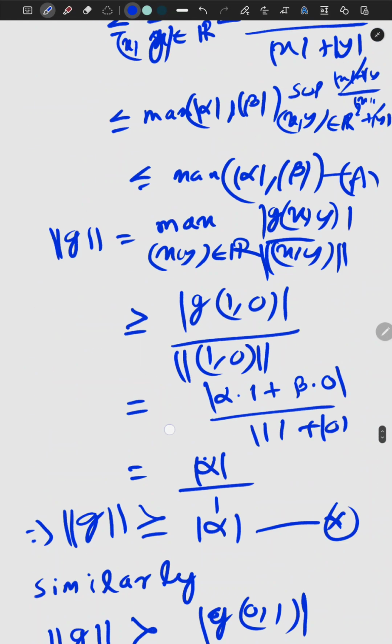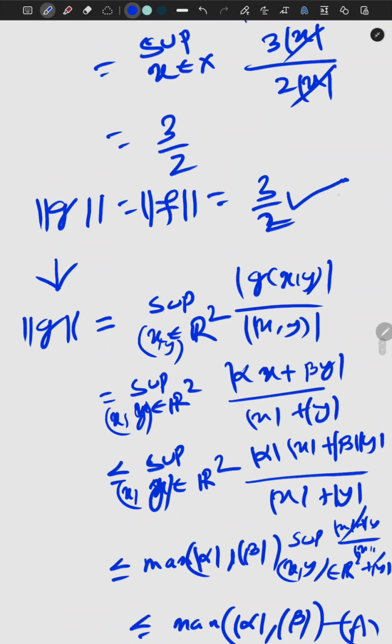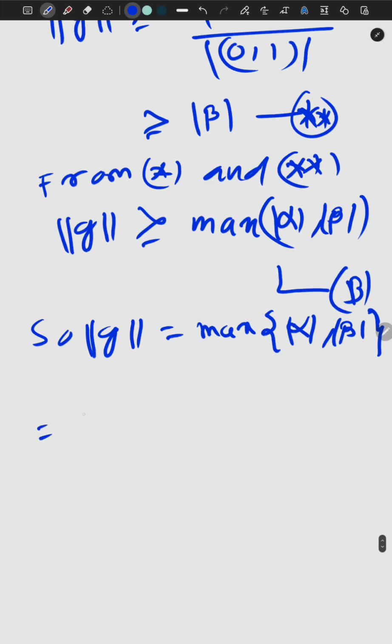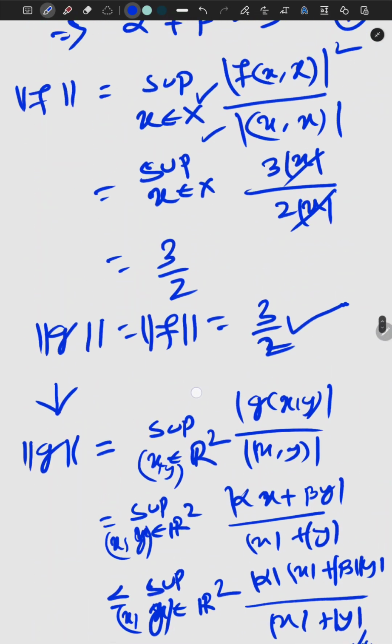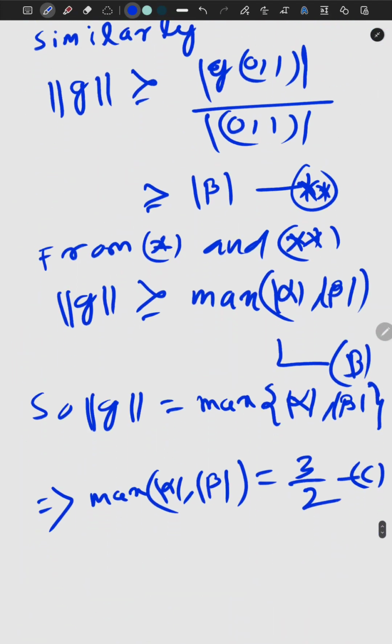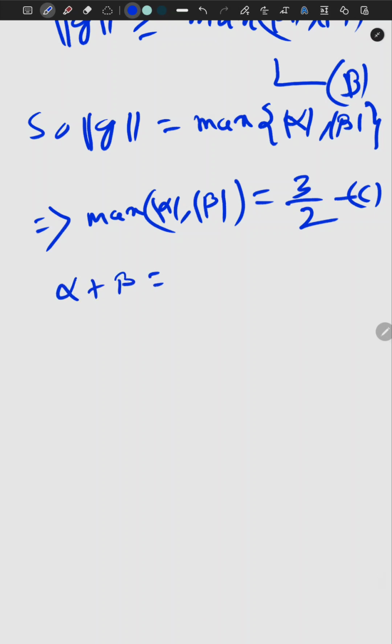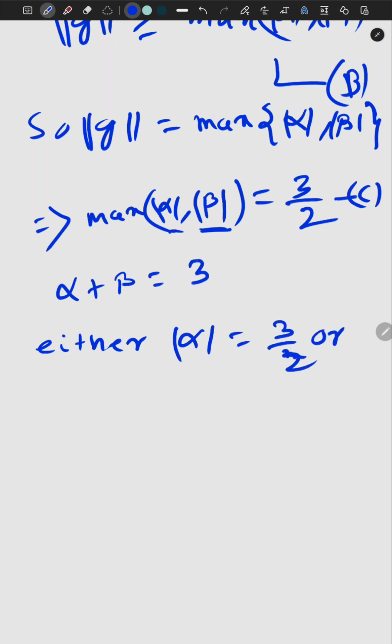But in the previous calculation we know that the g norm is equal to the f norm, which is equal to 3/2. So from this we conclude that the maximum of |α|, |β| is equal to 3/2, and let us write it as equation C. But we also know that α + β = 3, from equation 1. If we look at equation C, maximum of two numbers equal to 3/2 means either |α| = 3/2 or |β| = 3/2. These are the two conditions.